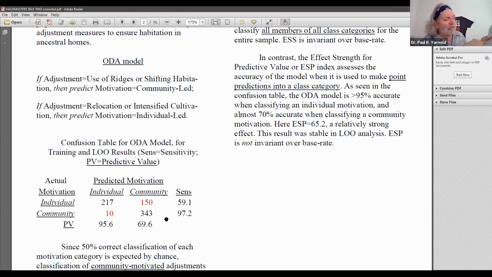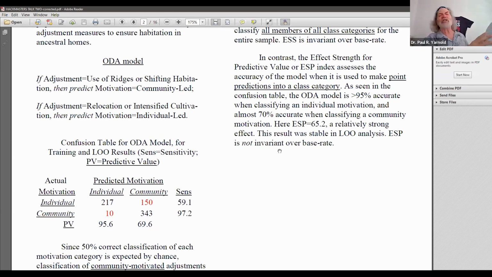If these are random numbers, what do you expect the correct amount of the sensitivity, the correct amount of accuracy to be? If you're rolling dice, in the long run, 50%, it's equally probable. So each one of these should be 50%. If they're above 50%, you're doing better than chance would. In this case, community was 97.2 divided by 50 minus 1 times 100, which is 94.4% greater than chance, whereas individually motivated is only 18.2% better than chance.